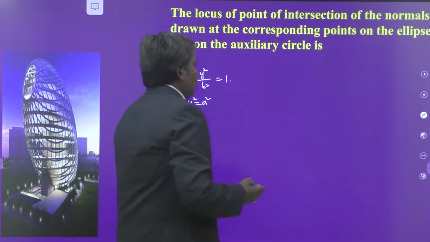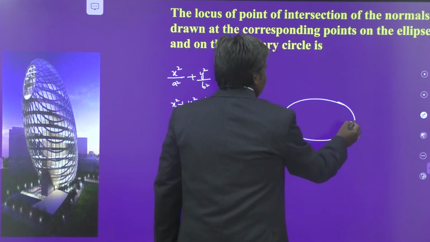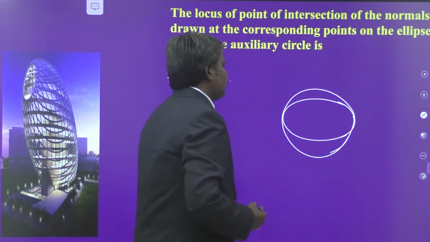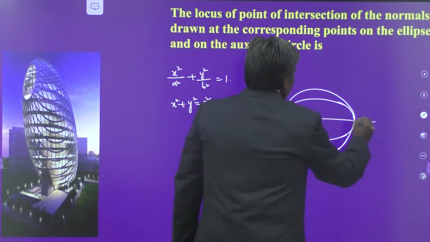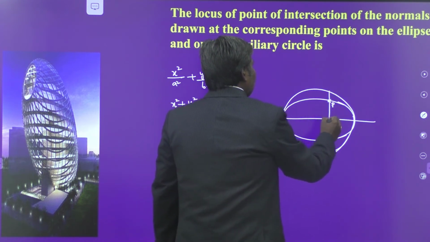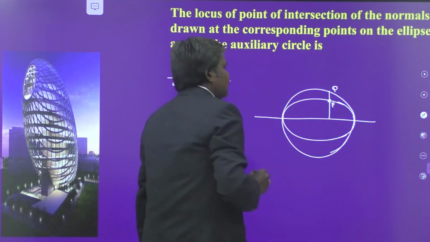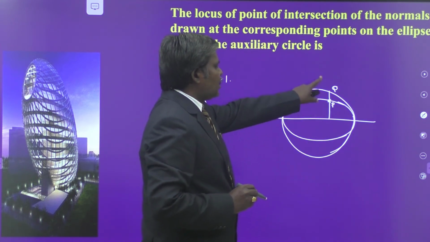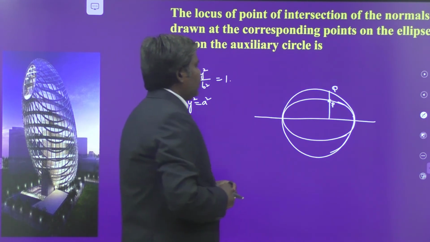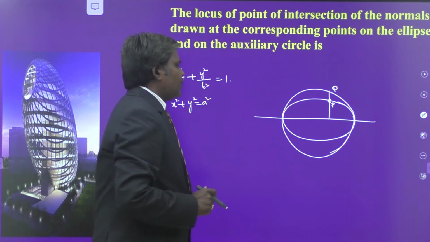Understand? So let us try to draw the diagram. This is the ellipse. This is its corresponding auxiliary circle. P is any point on the ellipse. Corresponding point of P means what? If you draw the ordinate of point P, and it intersects the auxiliary circle at Q, these two are called corresponding points of that point P.